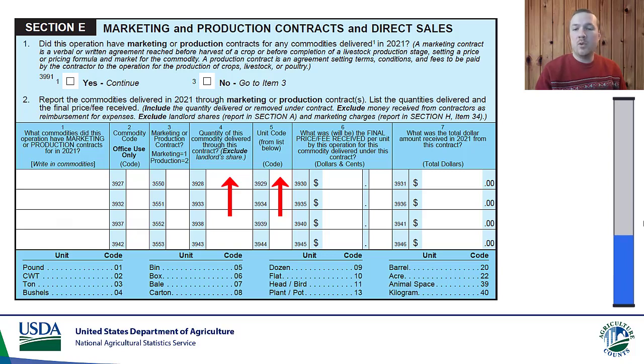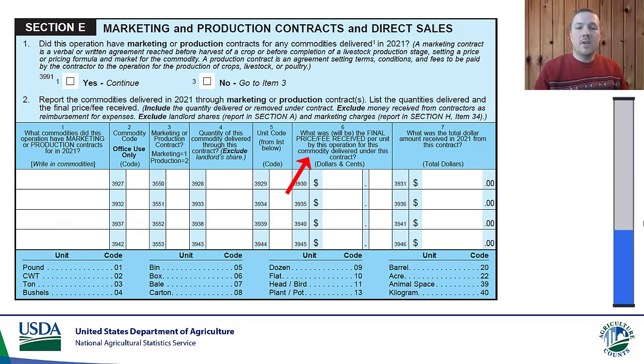Quantity is reported in both places, but dollars are not. We know that all commodities in this table must have been delivered in our reference year, but it's still possible the producer hasn't been paid yet. That's why column 6 says final price or fee received. This is what they negotiated as their price for marketing contracts or the fee for service in a production contract.